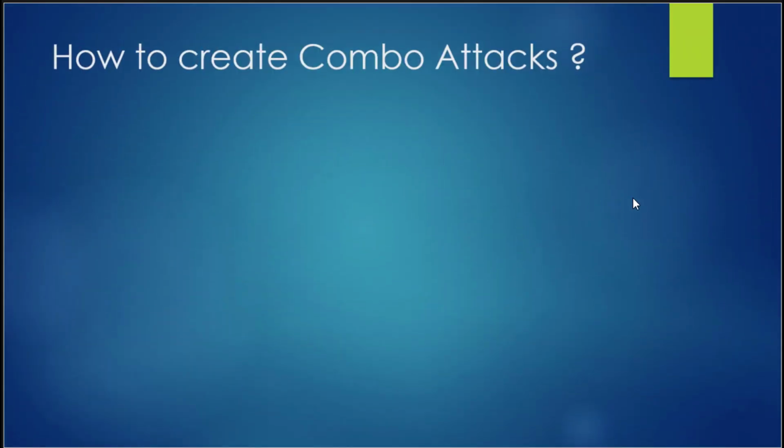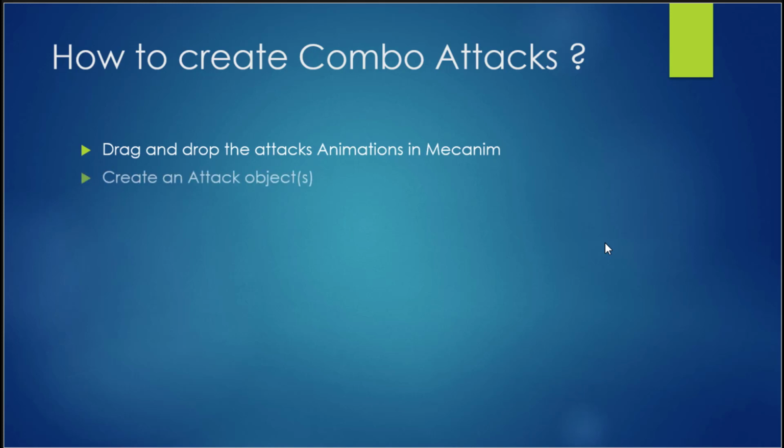So, how to create combo attacks? Now, first step is simply dragging and dropping the attack animations in Mechanim. You open up the animator window or Mechanim and you drag and drop the animations inside them, and that's pretty much all. Second, you create attack objects on disk, and that's done by going to create and then attack object, and that's that.